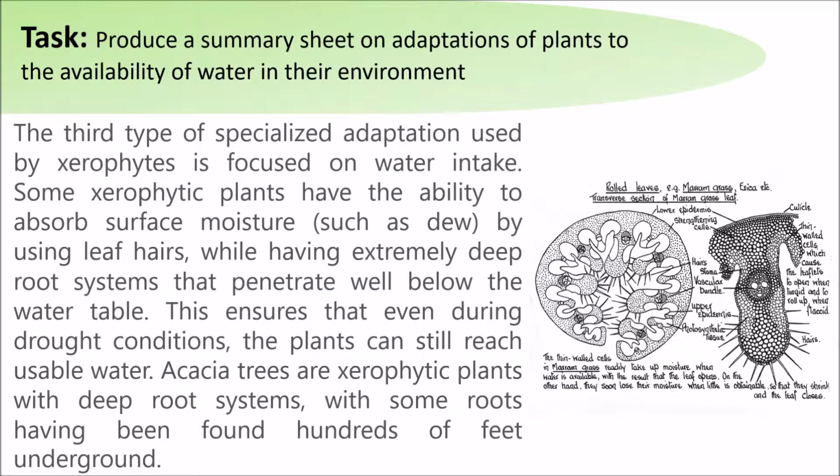The third type of specialised adaptation used by xerophiles is focused on water intake. Some xerophytic plants have the ability to absorb surface moisture, such as dew, by using leaf hairs, while having extremely deep root systems that penetrate well below the water table. This ensures that even during drought conditions, the plants can still reach usable water.